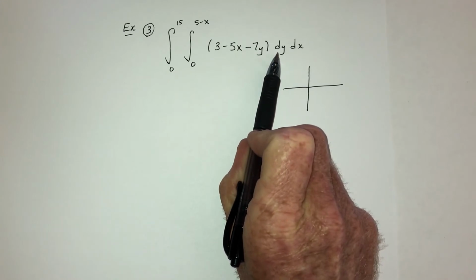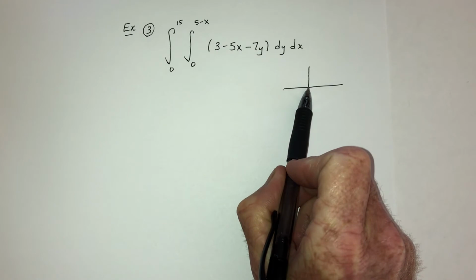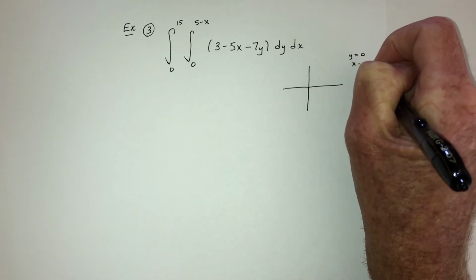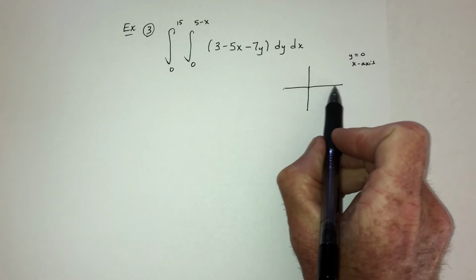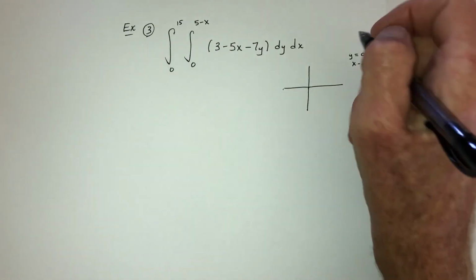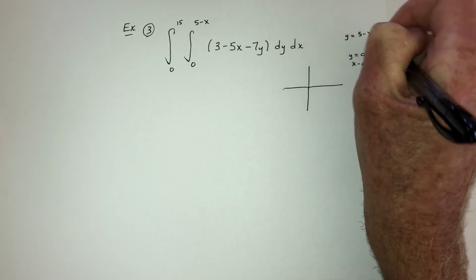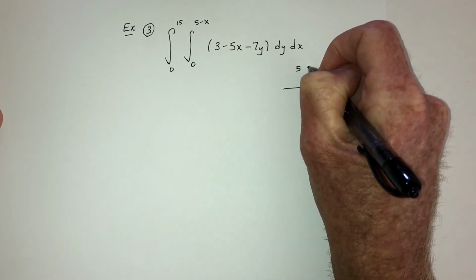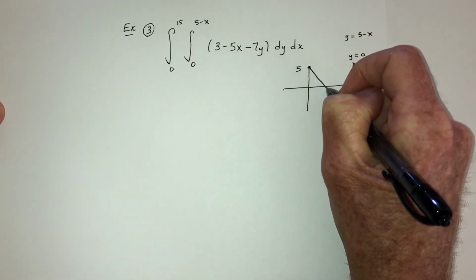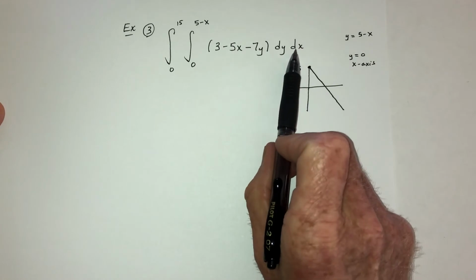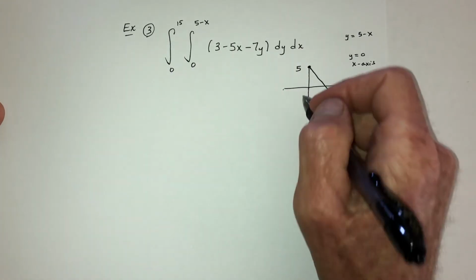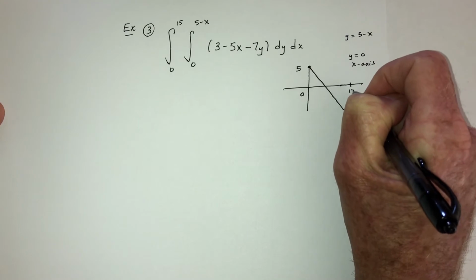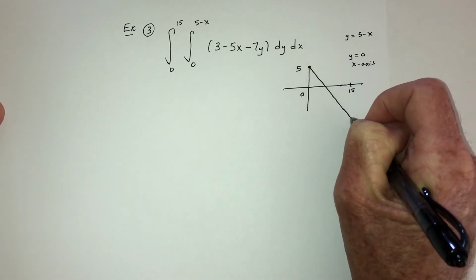So first of all, this is saying y equals 0. So that would be right there. Or actually, y equals 0 is the same thing as the x-axis. So it's actually this is y equals 0. This one, y equals 5 minus x. So that means go up to a height of 5. And then it's going to be a line with slope negative 1. And then this part is saying x is going to go from 0 to 15. So from 0 out to... I don't really need to draw it to scale. That's pretty close.